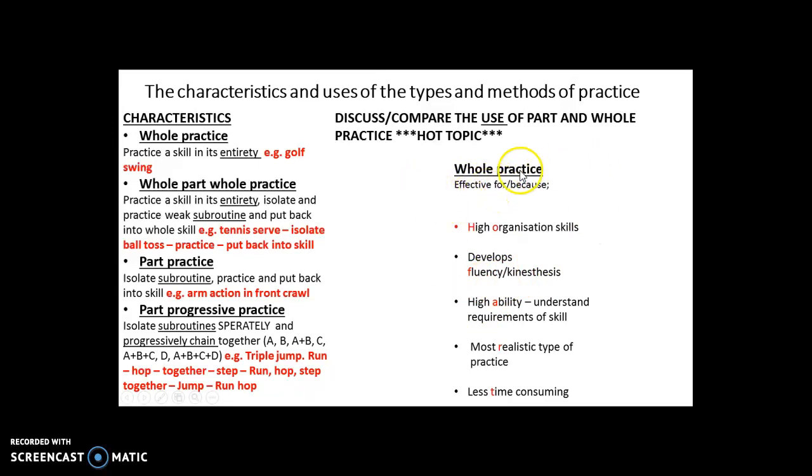Well, it's the most effective type of practice, full stop, but particularly for high ability performers or autonomous performers, because they understand the requirements of the skill, so they can do it as a whole. They don't need to separate the subroutines. Okay, and that's a good important point there.